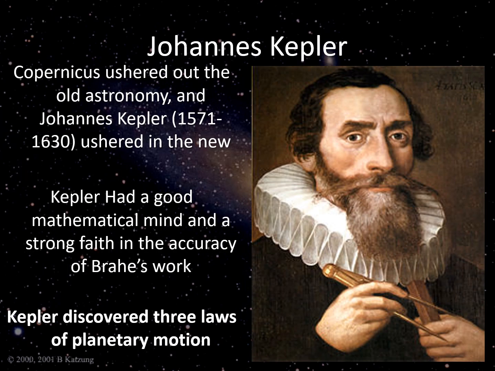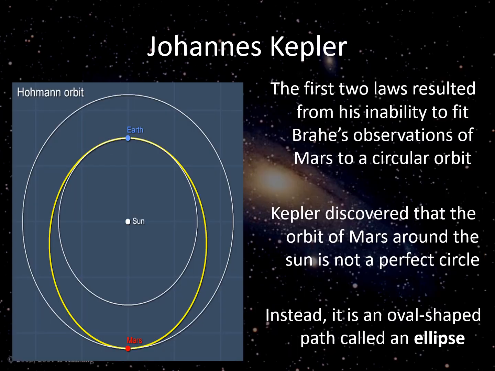So Johann Kepler, just a little bit about him. Copernicus ushered out the old astronomy, and Johann Kepler ushered in the new. Kepler had a good mathematical mind and a strong faith in the accuracy of Brahe's work. Kepler discovered 3 laws of planetary motion. The first 2 laws resulted from his inability to fit Brahe's observations of Mars to a circular orbit.